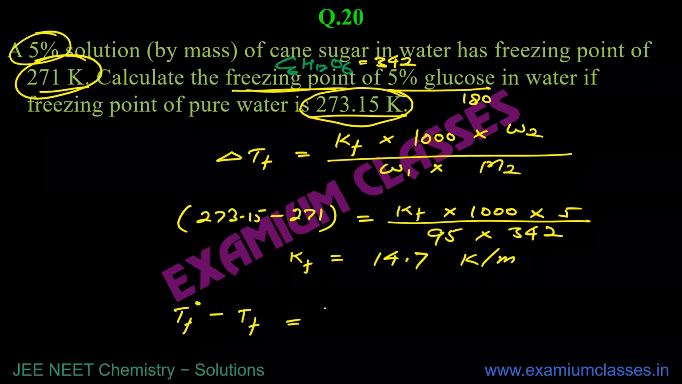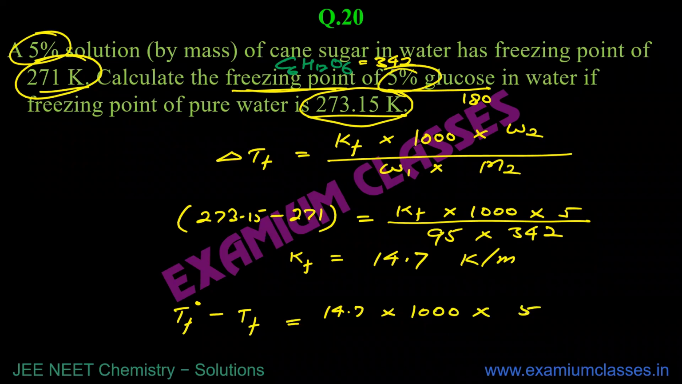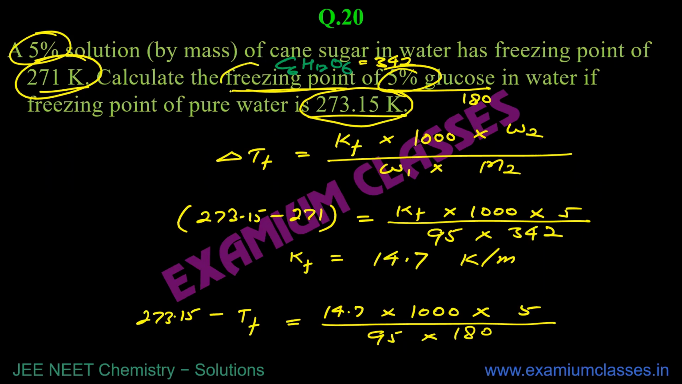So it will be KF, that is 14.7 multiplied by 1000 multiplied by W2. Again, it is 5%, means it will be 5 gram, but now it will be 5 grams of glucose divided by W1. W1 will still be 95 into M2, and this will be glucose, so it will be 180. This is 273.15. So the only unknown is the freezing point, which is asked.